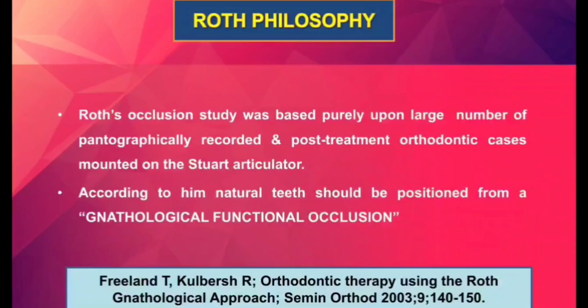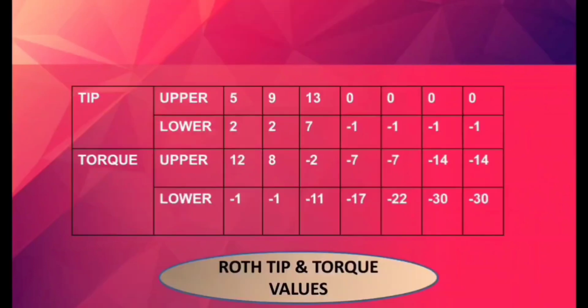Roth's occlusion study was based purely upon a large number of pantographically recorded and post-treatment orthodontic cases mounted on a Stuart articulator. According to him, natural teeth should be positioned from a gnathological functional occlusion, which means centric relation and centric occlusion should coincide. And these are the tip and torque values of Roth.